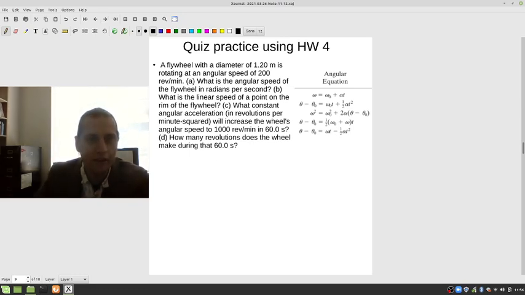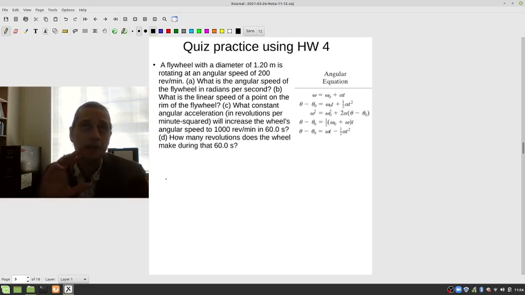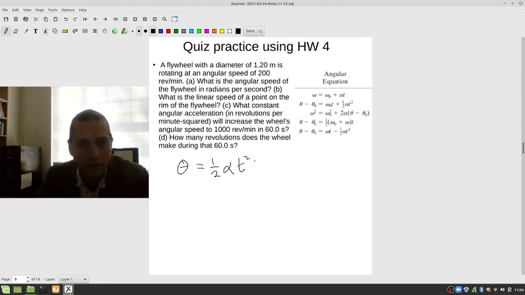Okay, and then finally the last question is, how many revolutions does the wheel make during that 60 seconds? Well, remember, it's not just spinning at the same rate the entire time. It is accelerating, so we would have to use our accelerated motion. So the angular position equals 1/2 alpha t squared plus the initial velocity times time plus the initial position.